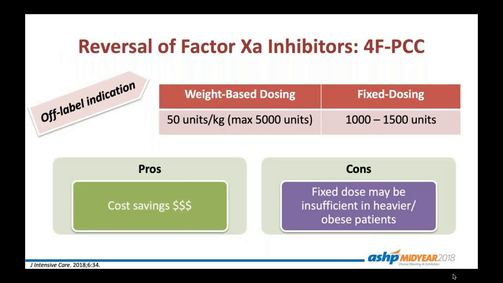What we can use currently is 4-factor PCC. We can use this off-label for patients who bleed on factor Xa inhibitors, and there's real controversy in terms of dosing. Some institutions use weight-based dosing, which is 50 units per kilo with a max of 5,000 units, whereas other institutions have switched over to fixed dosing so that everyone gets 1,000 to 1,500 units. Some pros of fixed dosing include cost savings, because we're giving much less drug, but cons, we really don't know if this fixed dose is insufficient in our patients who are heavier or more obese.